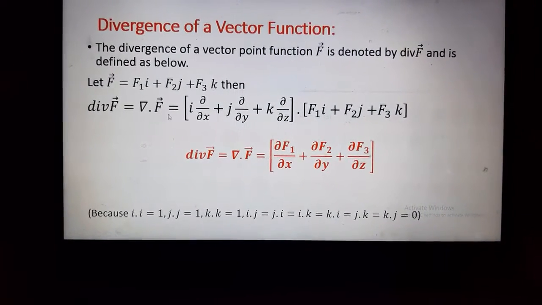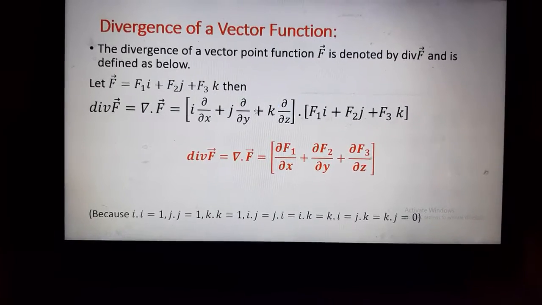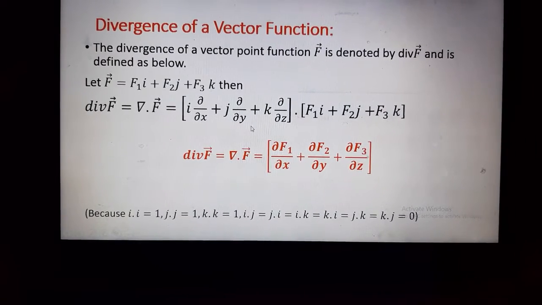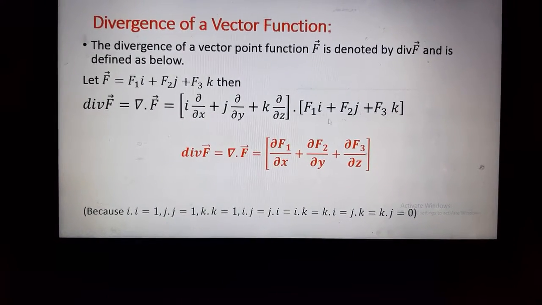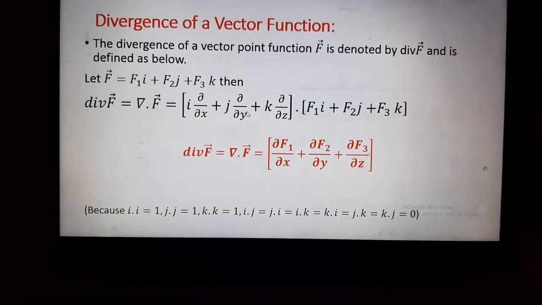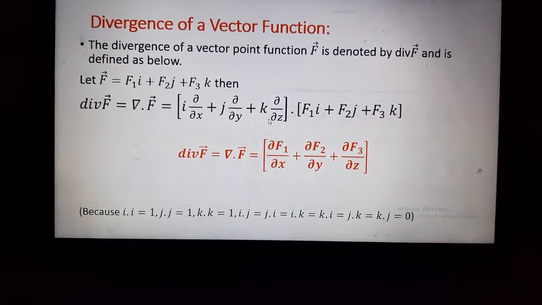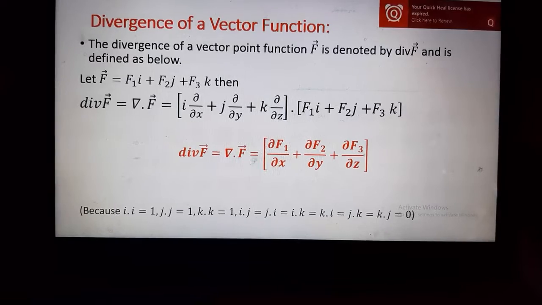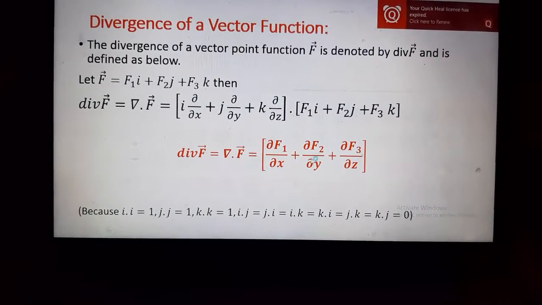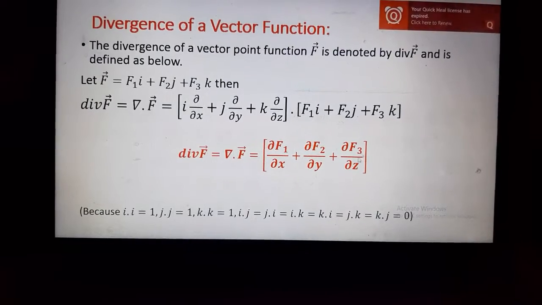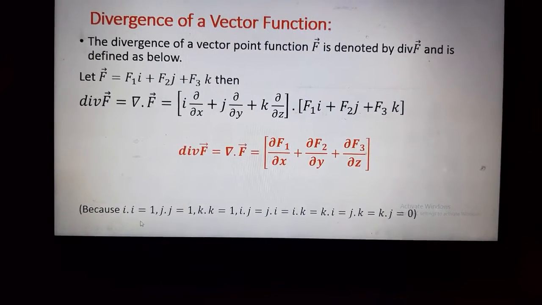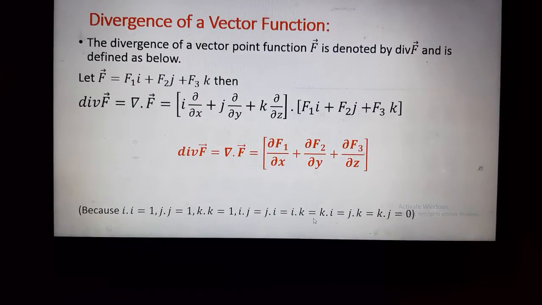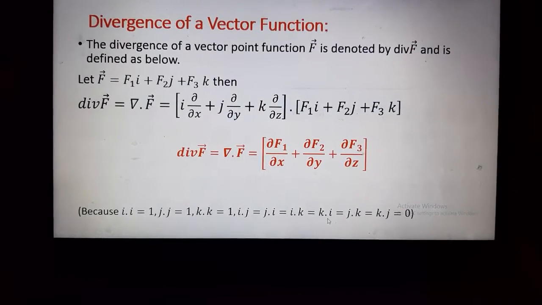Del dot f, which is equal to, first I will write the definition of del, that is i into dou by dou x plus j into dou by dou y plus k into dou by dou z, dotted with vector f. So this is the dot product of two vectors. I will multiply this out. So it becomes divergence of f equal to dou f1 upon dou x plus dou f2 upon dou y plus dou f3 upon dou z. We should note that i dot i equals 1, j dot j equals 1, and i dot k equals 0.